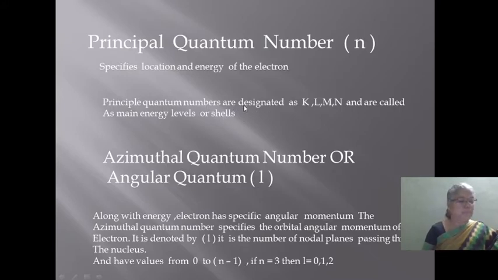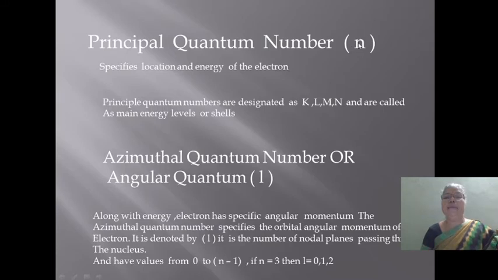When n equals 1, it is the first energy level, the energy level nearest to the nucleus. When n equals 2, it represents the next energy level, further away from the nucleus. These principal quantum numbers are also called the main energy levels.